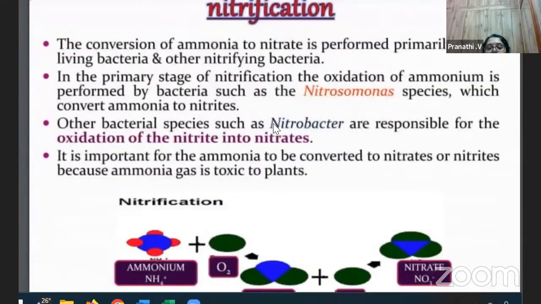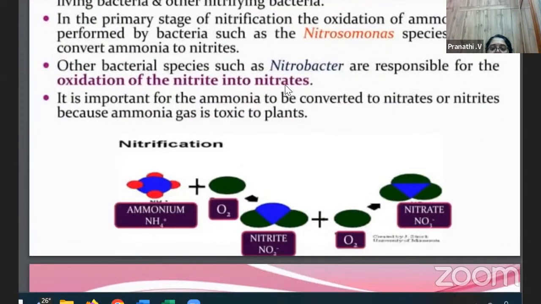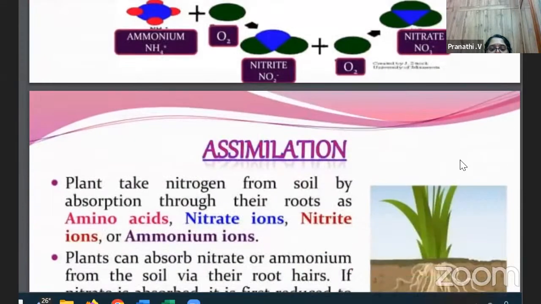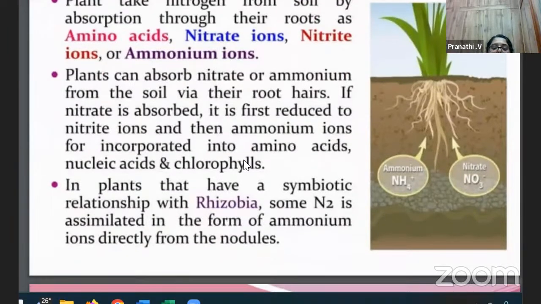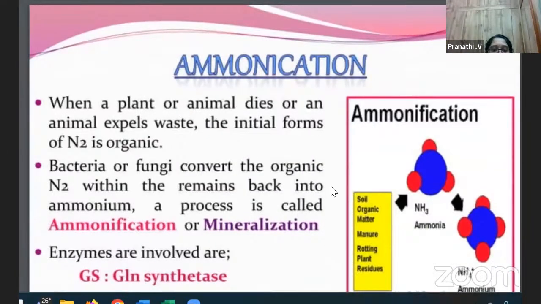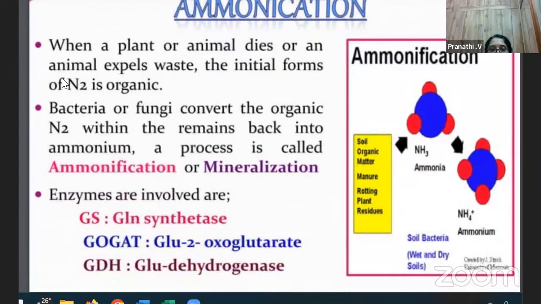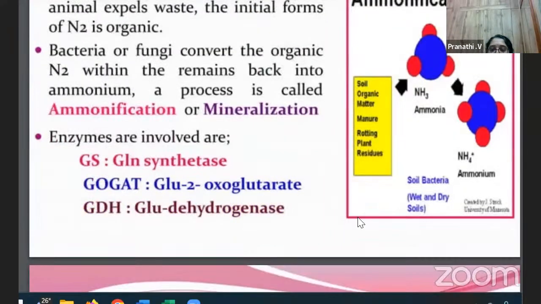So we have seen the conversion of ammonia to nitrate by nitrifying bacteria, and you have Nitrosomonas species that can convert the ammonia to nitrites. Then Nitrobacter for oxidation of nitrite to nitrates. So again, assimilation is taking place inside the roots. It goes up. You can use the ammonia or the nitrogen, which is necessary for amino acids, nucleic acids, and chlorophyll. So this is about the nitrogen cycle. So you have ammonification also. I just don't want to get into the details. You can just see mineralization. So you have different kinds of enzymes that are present.